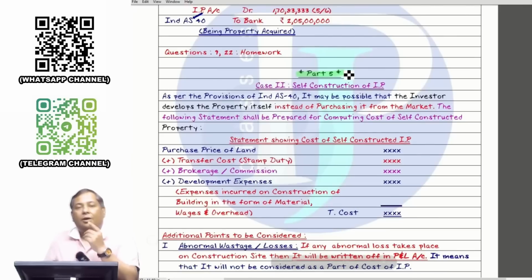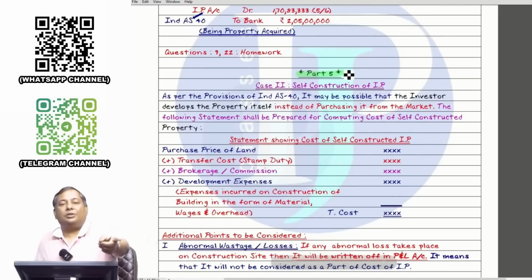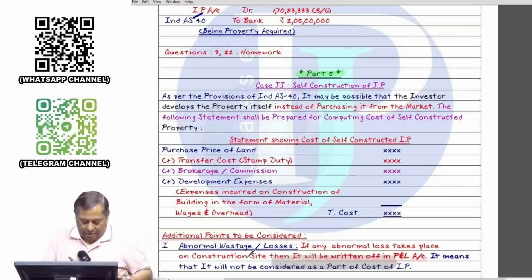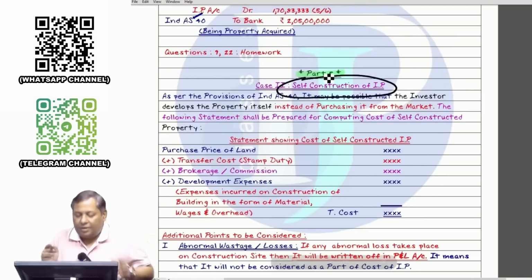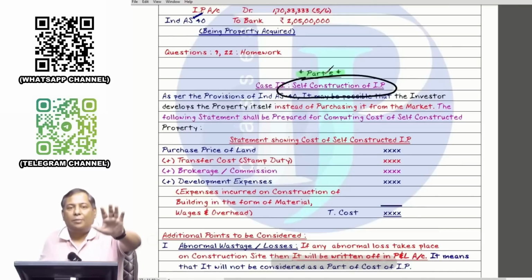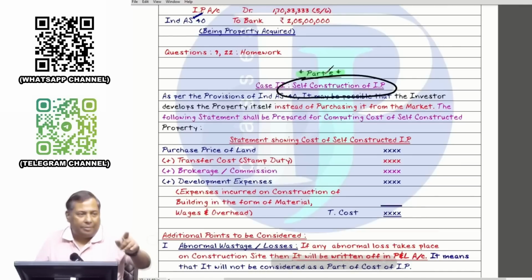Now what was taught in this? We started with initial recognition. We saw there are 5 methods to purchase. We completed cash. Second was self-construction. If you construct any property yourself, then you'll need to buy land first. You will have to pay for it.